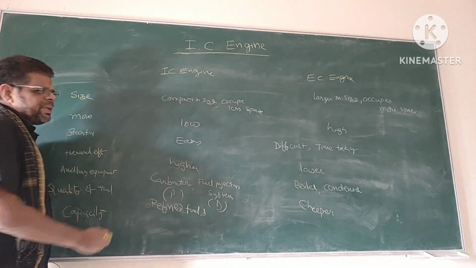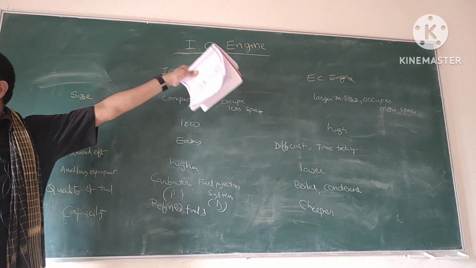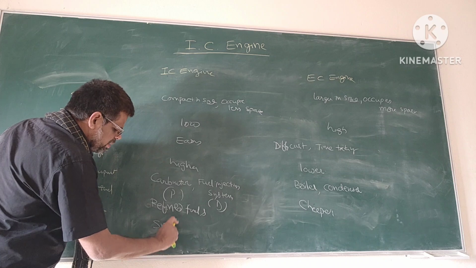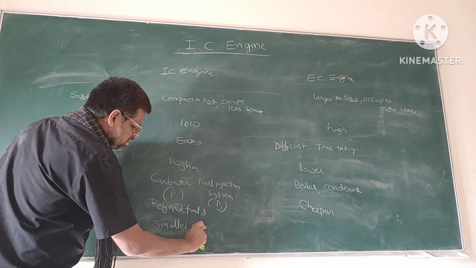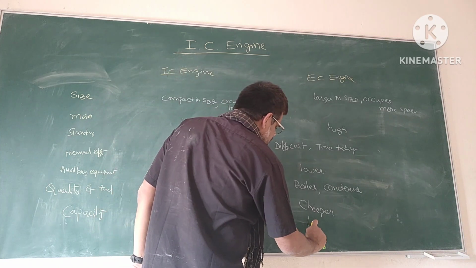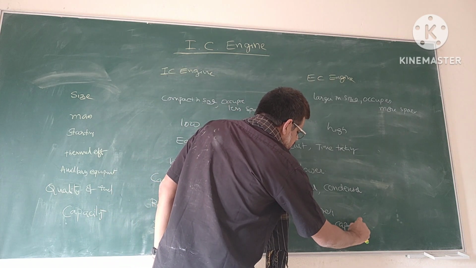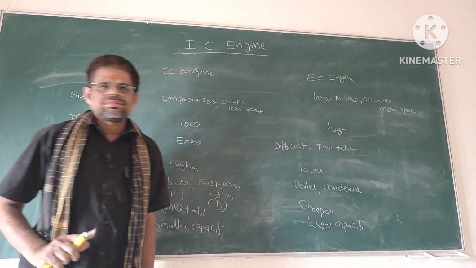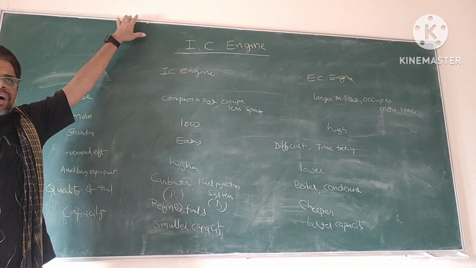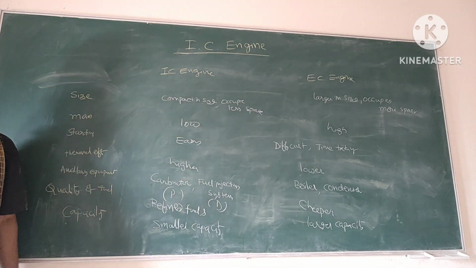And the last one is capacity. The power produced is lesser in case of the IC engine compared to the EC engines. So that's why IC engines can be used for smaller capacity units like our automobiles, and EC engines can be used for larger capacity units like trains. These are all the comparisons of IC engines and EC engines in different aspects.